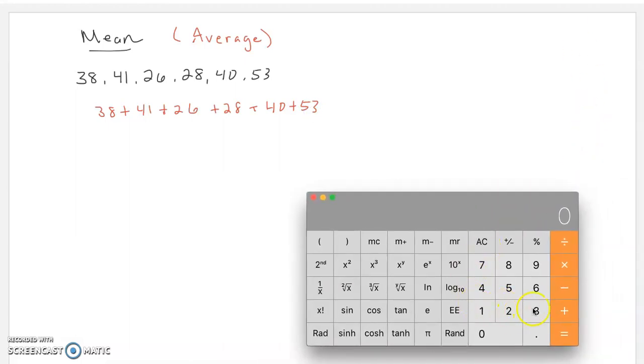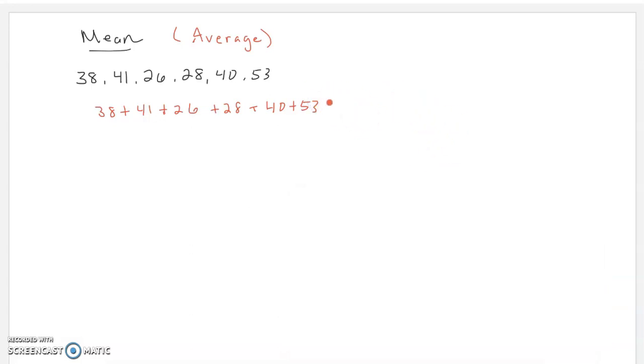Now, you get to watch me type those numbers into the calculator. So add these numbers together. 26, now we have 28, now we have 40, and then we have 53. And that equals 226. So when I add them together, it equals 226.